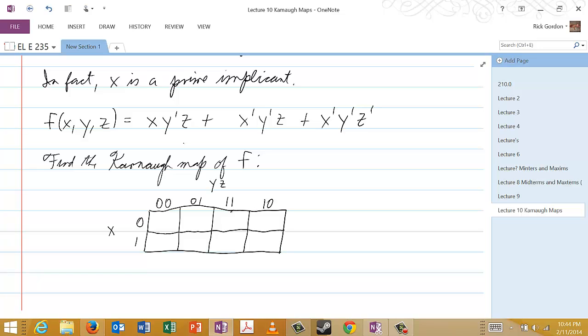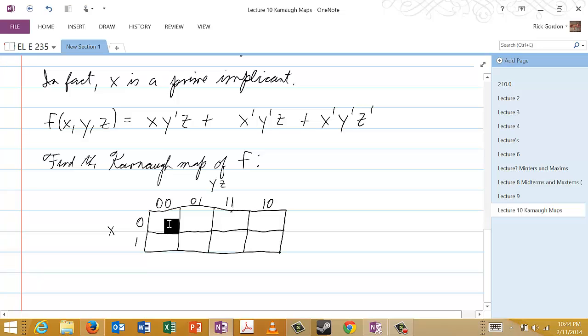So now that we have drawn the basic structure of the Karnaugh map for this function, now we need to fill it in. The way to fill it in is the following. We want to look at each cell. As I said before, each cell represents one of the particular situations, you might say. It gives you a value for each of the variables. So for instance, right here we have x equals 0, y equals 0, and z equals 0. And so we fill into that cell the value of f under those circumstances.